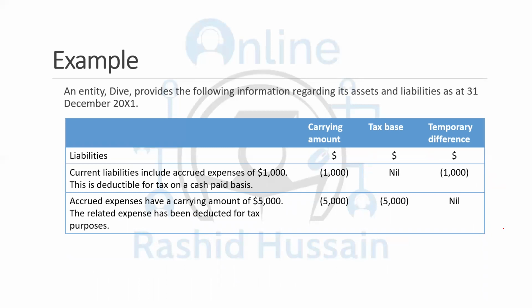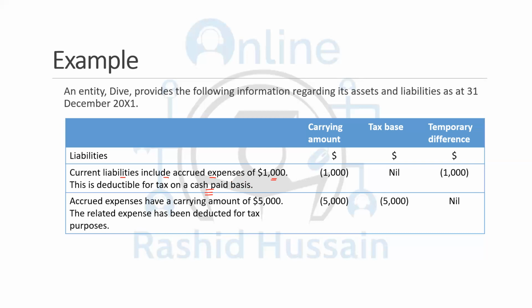Similarly, we have the examples related to the liabilities as well. Current liabilities include accrued expenses of 1,000. We know the accrued expenses are the expenses which belong to the current year, but they have not yet been paid. So we have recorded that as an expense on the accruals concept, but the taxation authority deals with that on the cash basis. So they are saying, because you have not paid it yet, you are not supposed to record it. So you were deducting the expense, and as a result, it was decreasing your profit, but they didn't allow you to deduct the expense. As a result, you're paying more tax now.